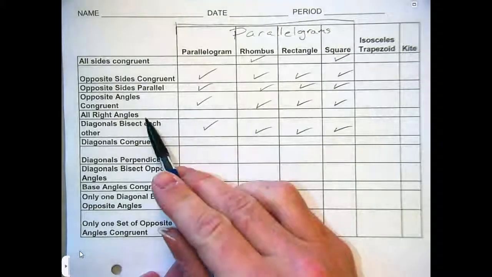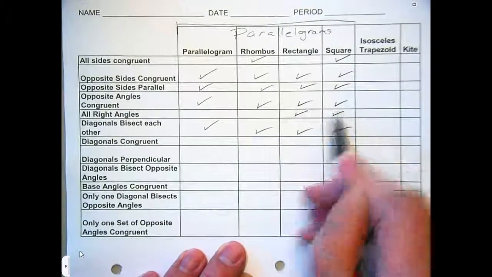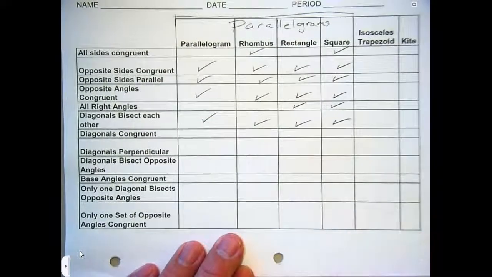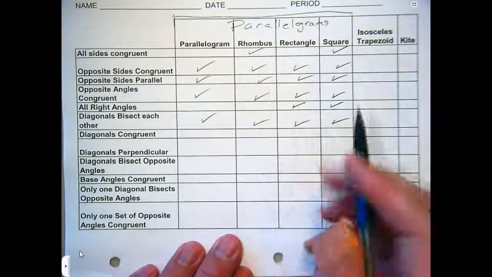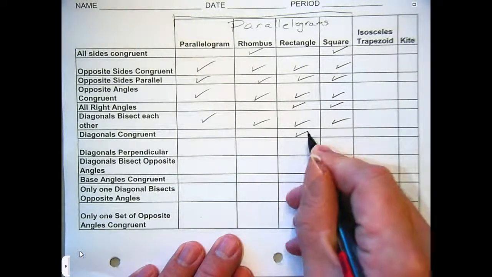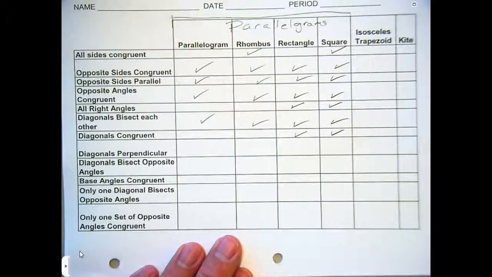So are all right angles? Well, that happens in a rectangle and a square. Doesn't necessarily happen in a rhombus. There is a rhombus that doesn't have right angles. Diagonals are congruent. That happens in a rectangle, and a square is also a rectangle, so it happens there.